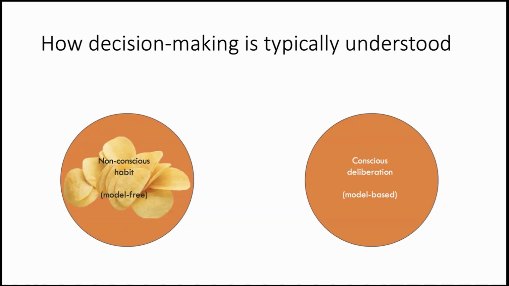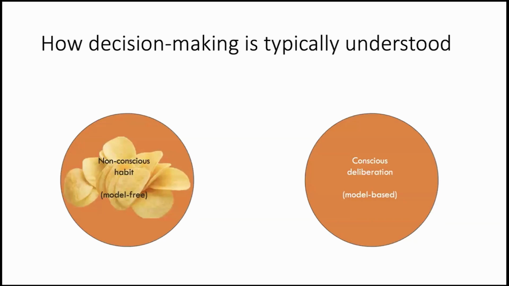This is often modeled in terms of model-based reinforcement learning, where you have an actual sort of model of the environment. You might take in specific information about the particular context you're in, the particular desires you have at the moment, your goals, et cetera, and that might inform your decision-making.